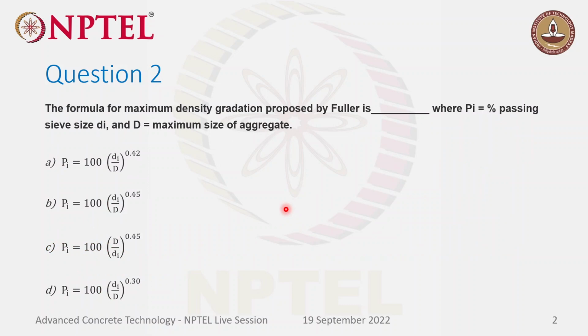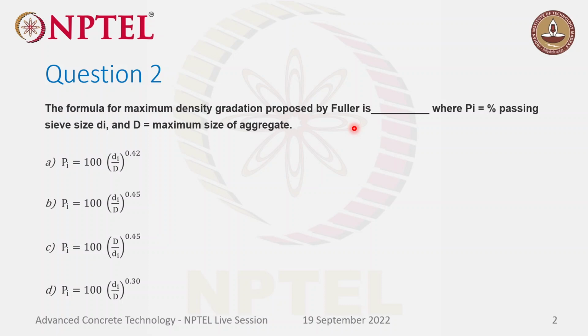I've already launched this question in polls. Please give your answer in polls, or else at least give your answer in the chat box. So now let me read the question for you guys. The question is the formula for maximum density gradation proposed by Fuller. So he has proposed a gradation based on maximum density. So you have to find out the correct formula.